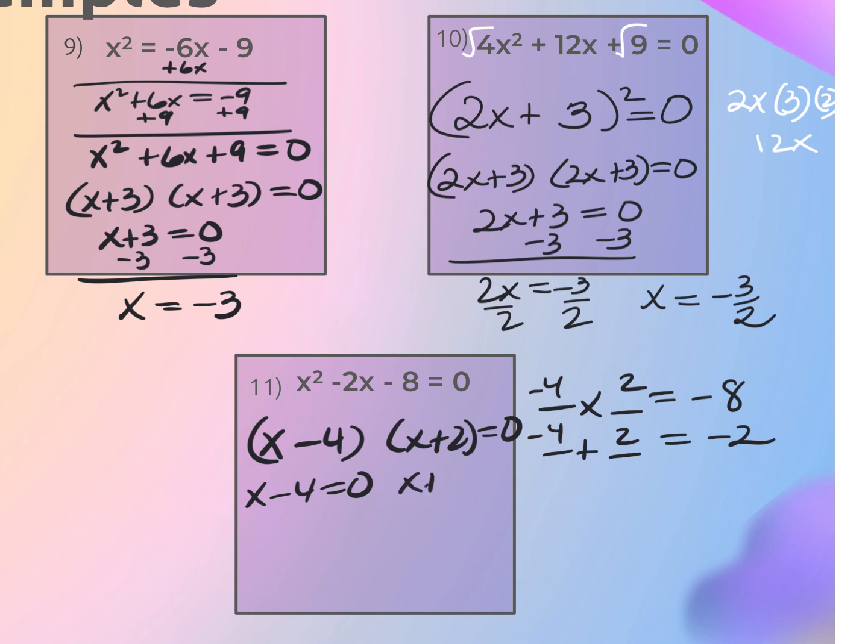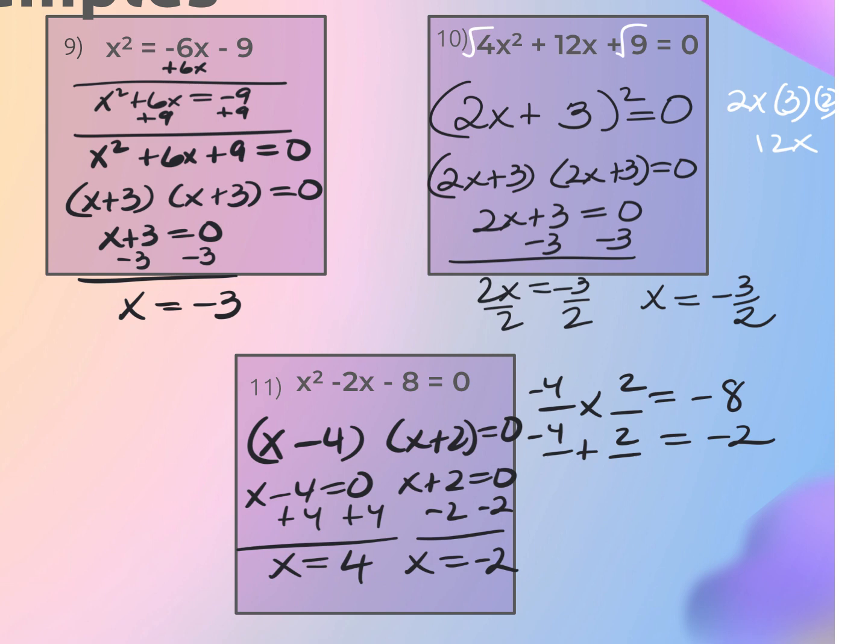You could do it by grouping as well, but whenever I see the number in front of x squared as a 1, I just factor it by finding the factors of that last term. Because really what we're doing is 1 times -8, and you really don't need to do the grouping. But again, for those of you who like consistency, you could still do the grouping.